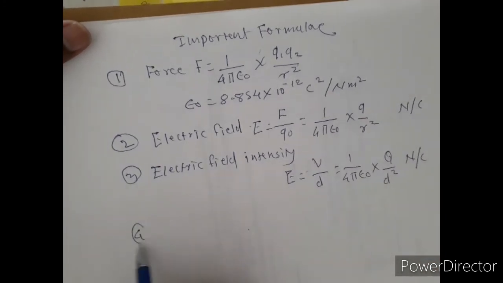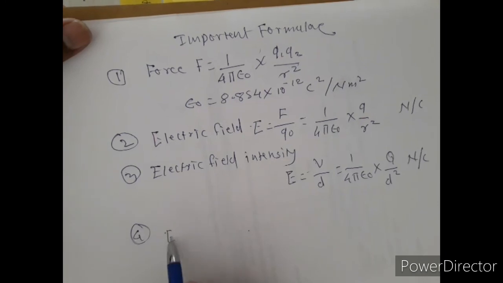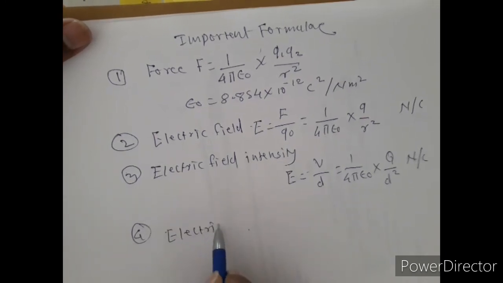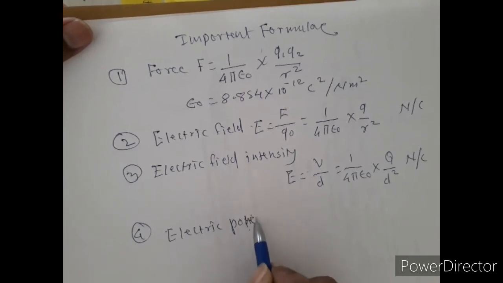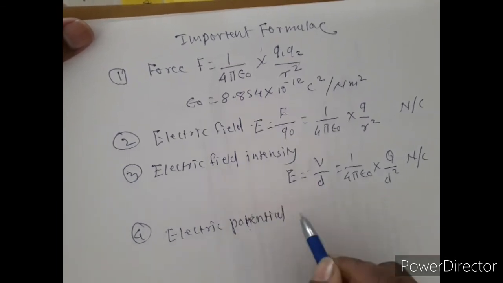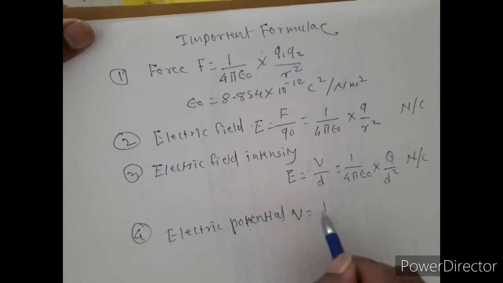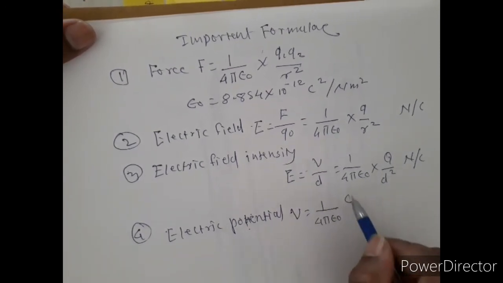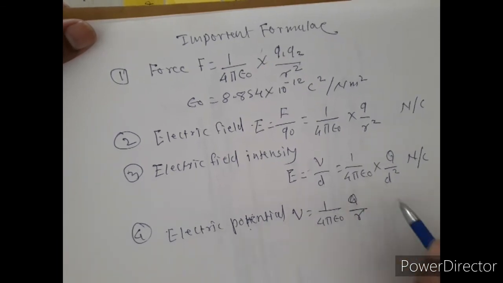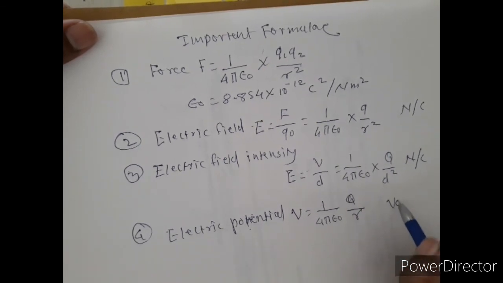And the fourth formula is electric potential: V is equal to 1 upon 4 pi epsilon 0 Q upon R. Its unit is volt.